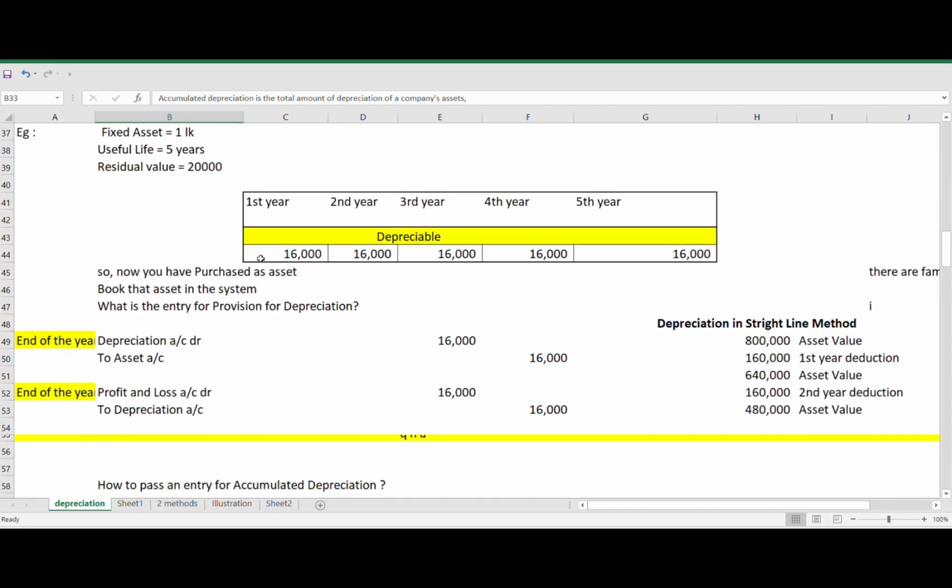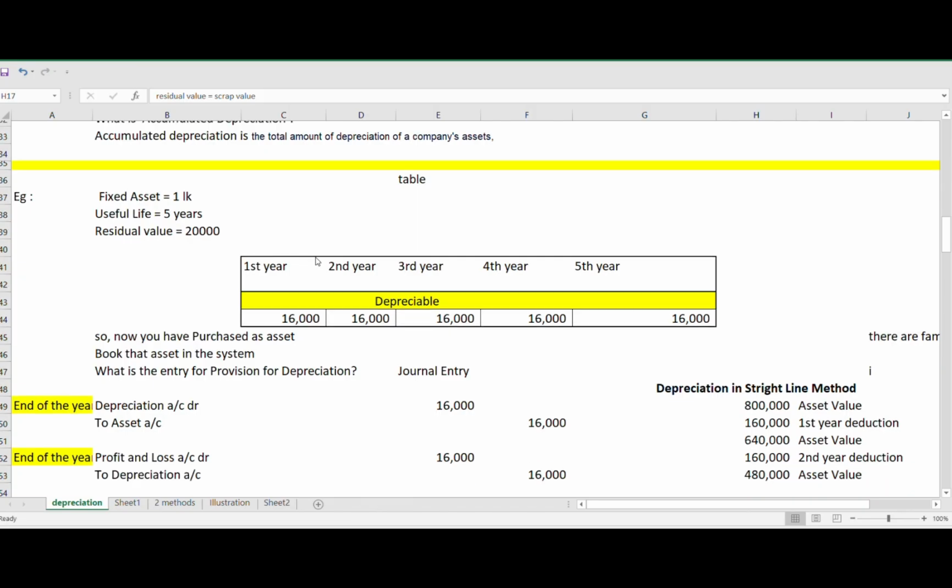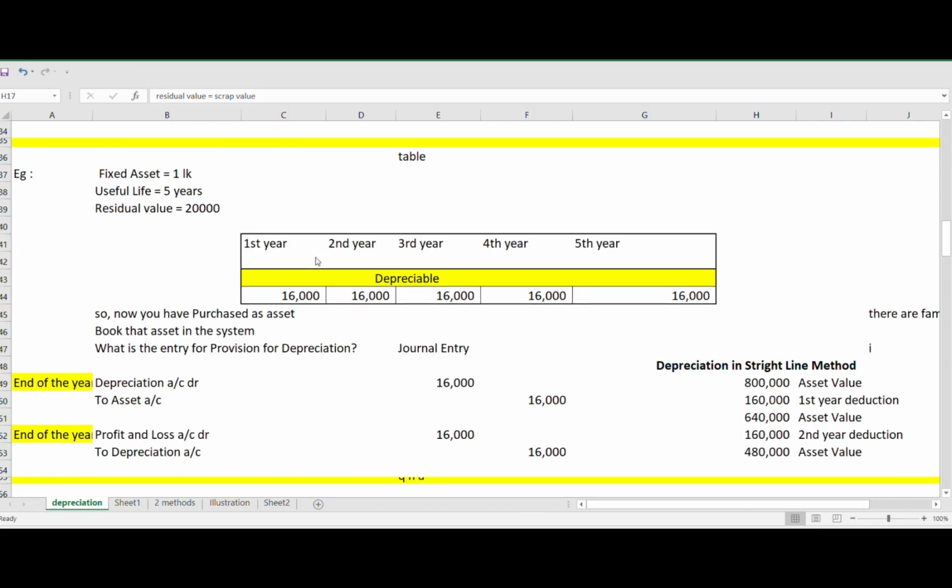So now you have purchased an asset. You have booked that asset in the system at the beginning of the year. So the total depreciation is getting accumulated in this accumulated depreciation account. Accumulated depreciation is a contra asset, which I will explain to you later. By the end of the session, I'll have a Q&A session so that you can all engage yourself. So now we have purchased an asset and booked that asset in the system.